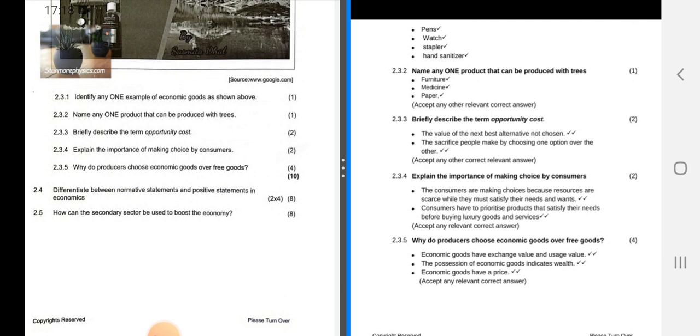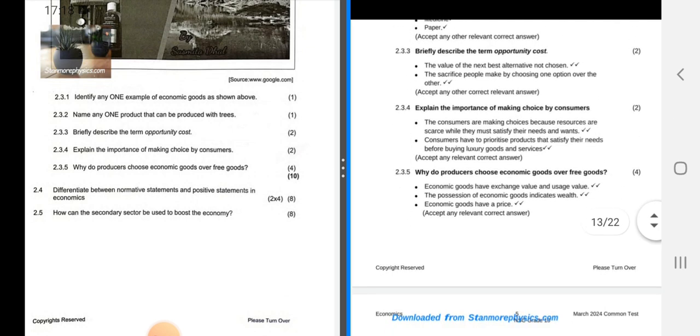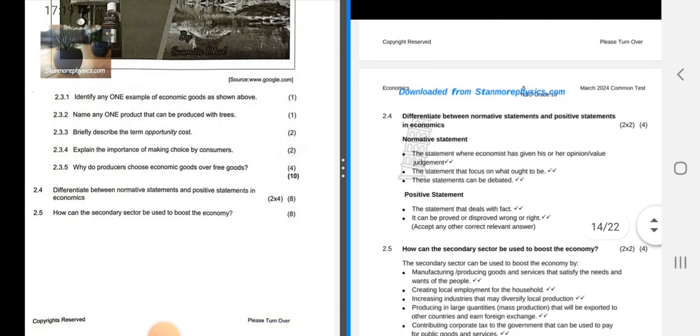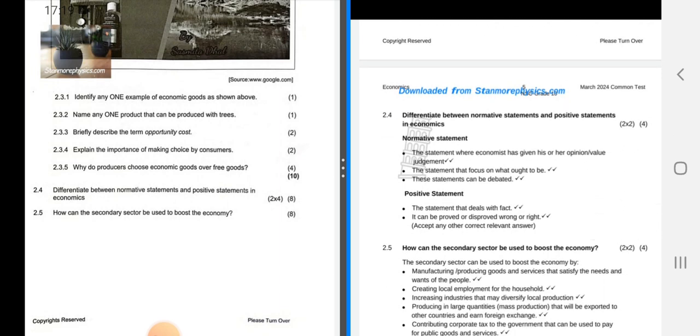And then 2.3.5 says, why do producers choose economic goods over free goods? You have to know the difference between economic goods and free goods to answer this. The memo says economic goods have exchange value and usage value. The possession of economic goods indicates wealth, and economic goods have a price. That's why they will be chosen and preferred over free goods. Now, differentiate between normative statement and positive statement in economics. A normative statement is a statement where the economist has given his or her opinion, value, or judgment.